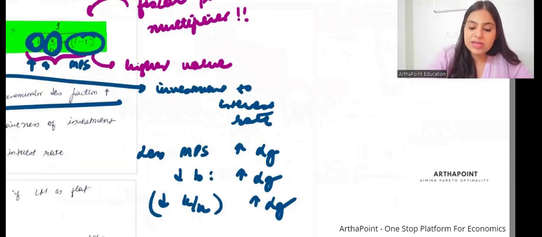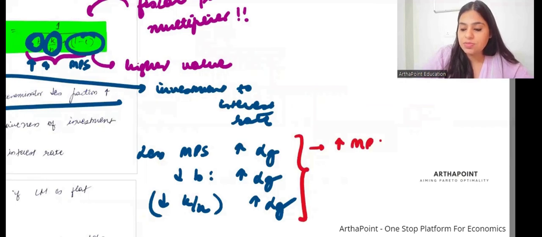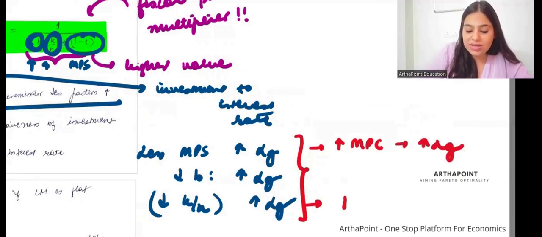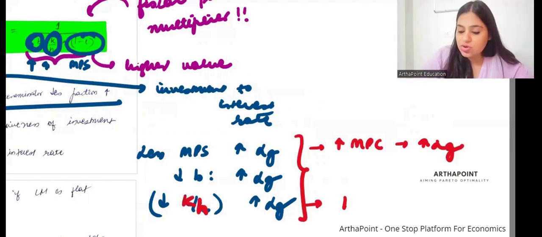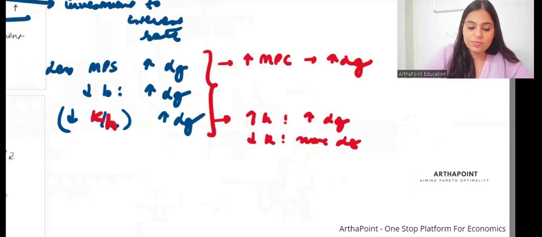Now, this also implies, I'm giving you all the conclusions, you should know from all aspects, that the more the MPC, the more the multiplier. And because I want the K by H ratio to be decreasing, this will decrease when H increases. So the more the H, the more the multiplier. The less the K, the more the multiplier. So just write all these statements, okay?